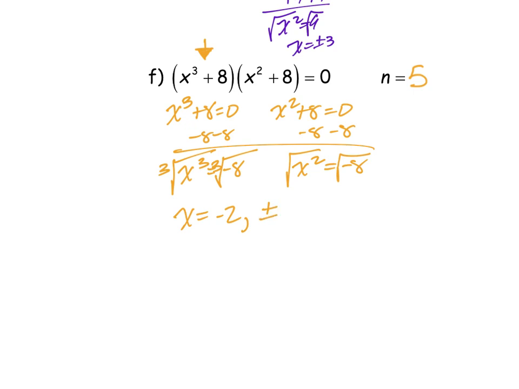And plus or minus, and this is where, right, because the square root, it's an even exponent. If it's an even exponent, it has both a positive and a negative answer. And 8 is 4 times 2. So that would be 2i root 2, because it's a negative 8. Questions? Does that make sense?